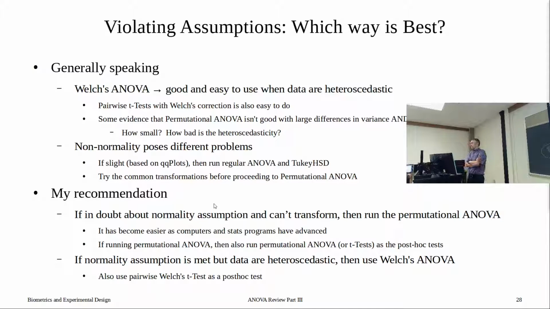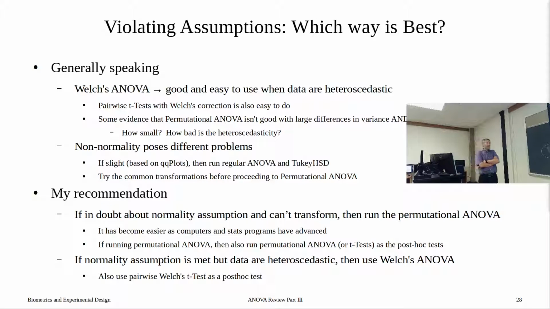So which way is best? What should we do when we violate our assumptions? Generally speaking, you would probably prefer Welch's Anova if you've only violated your equal variance assumption. It's easy to use. Most people hear Welch's Anova and just assume it's a regular Anova and don't panic about it. They see a test statistic, they see p-values, and it's like, okay, I accept that.